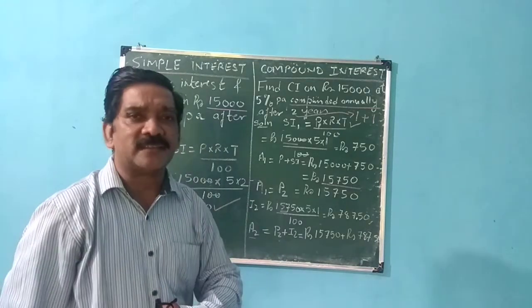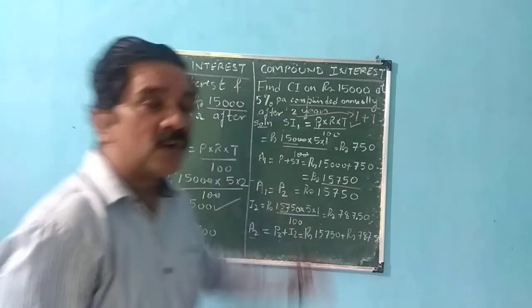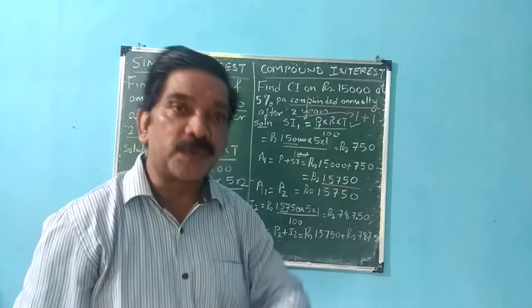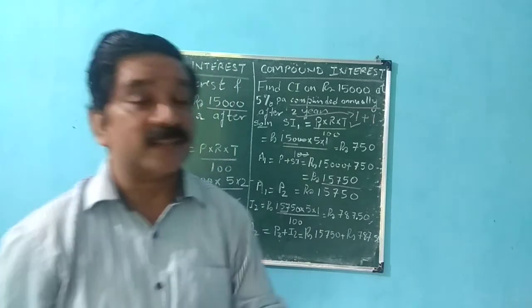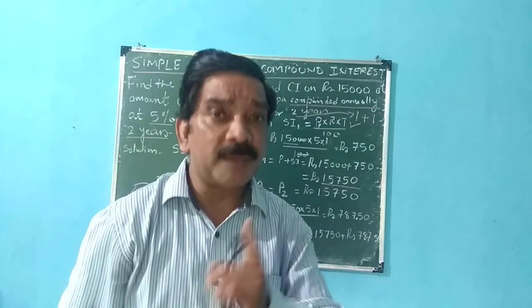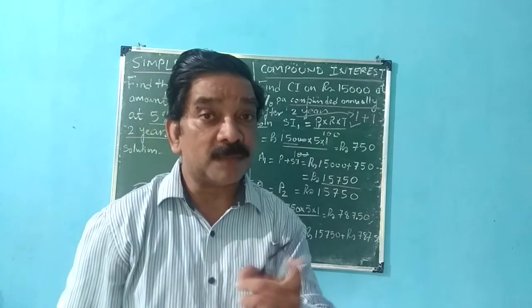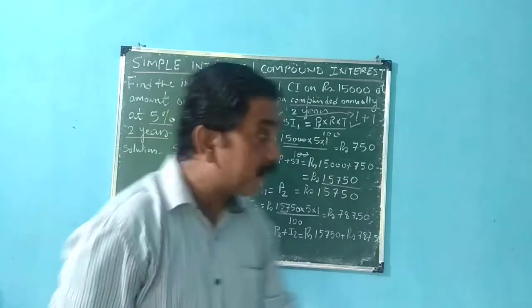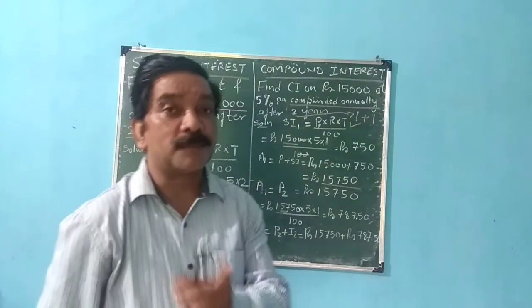Directly we are getting the answer, and that is why here it is called simple interest, but here it is called compound interest. It is compounded year by year. Suppose it is 1 year, then it may be compounded half yearly. If it is compounded half yearly, then it will become 6 months, 6 months. But in this case it is compounded annually, so 2 years means 1 year plus 1 year.